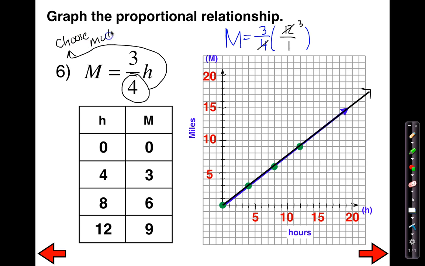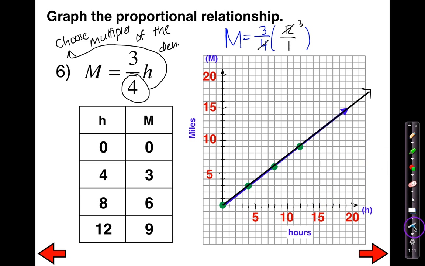multiples of the denominator. So this is a really good note to write down. If you ever have a fraction, if you use multiples of the denominator as an input, you will end up with a whole number instead of a fraction.